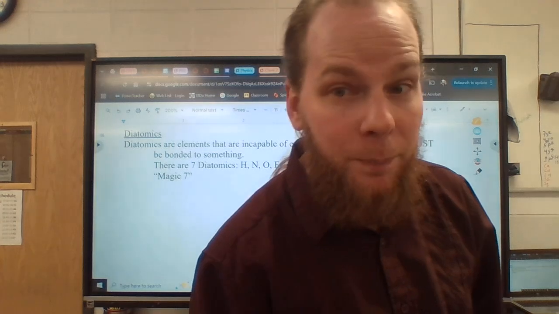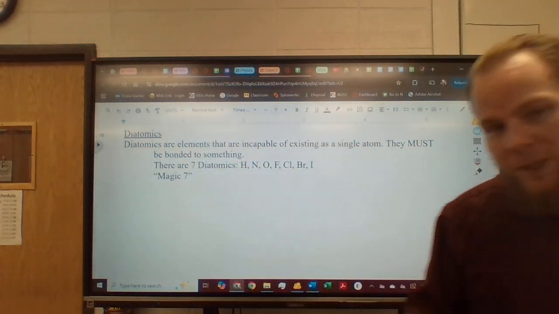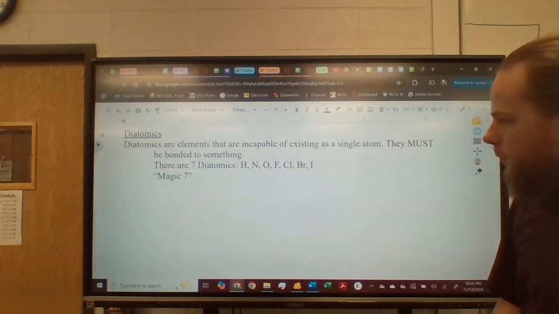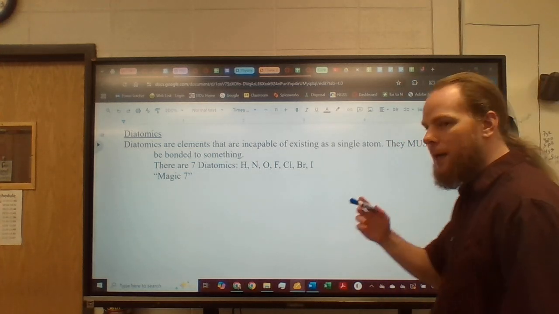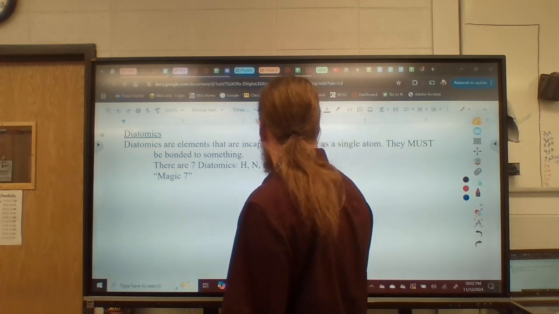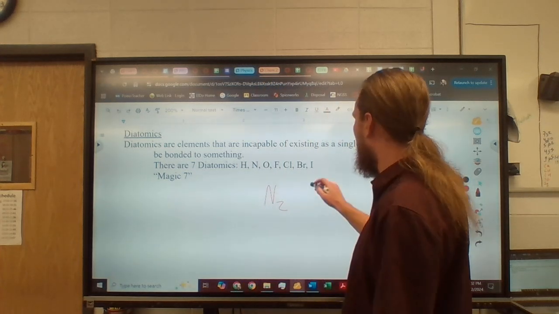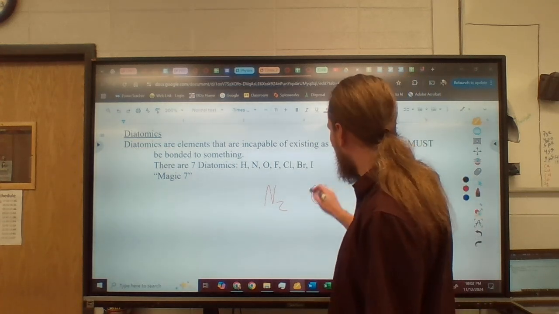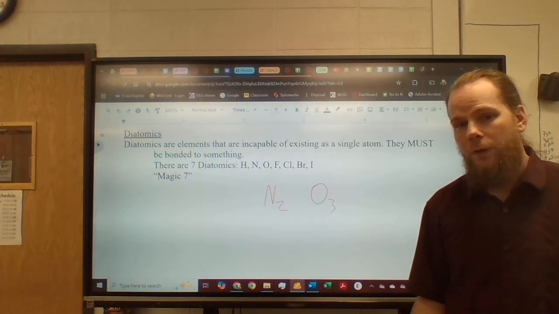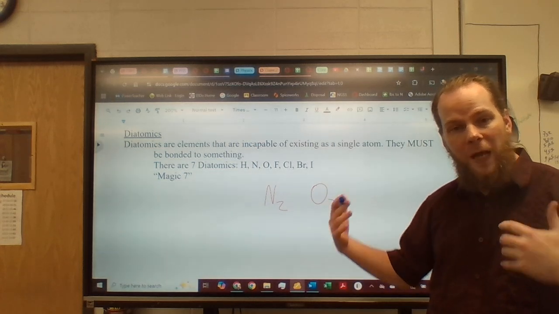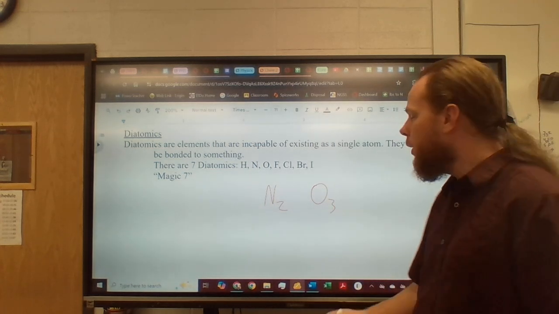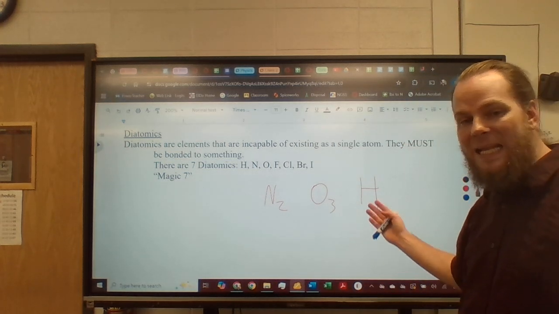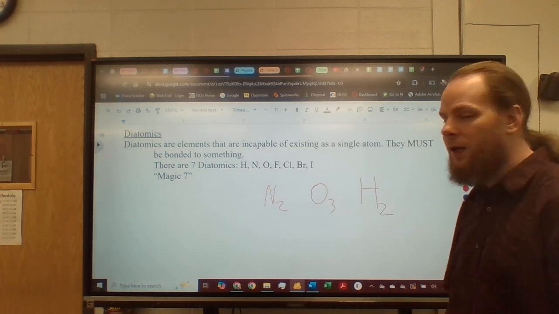They have to be bonded to something. It might be another atom of the same thing. For example, it might be N2 or P. Well, that's a bad example because that's not a diatomic. Ozone is O3, but these would be examples of how these can't exist by themselves. You're never going to have a chemical equation where H is by itself. It has to be bonded to something. Usually, it has a 2.